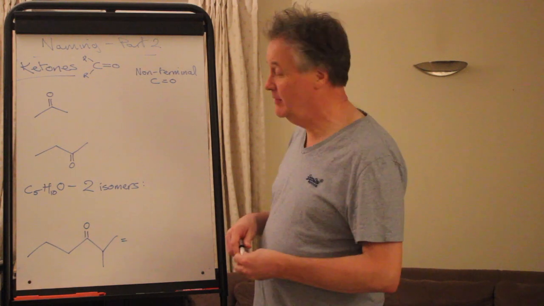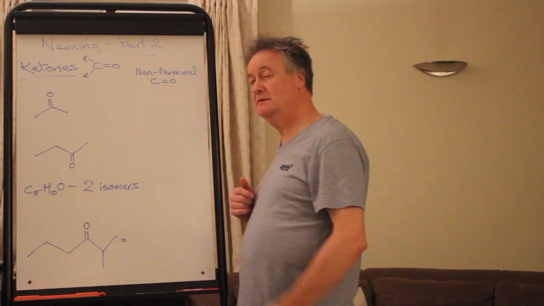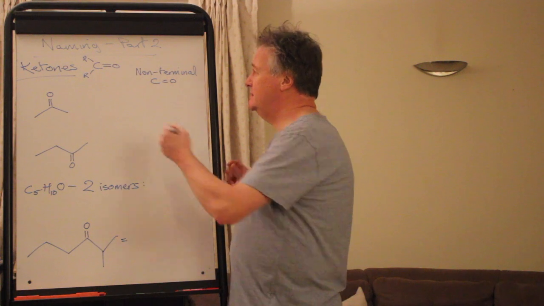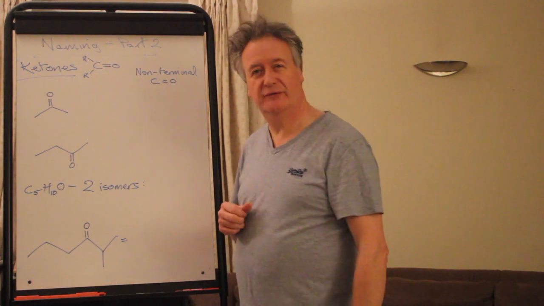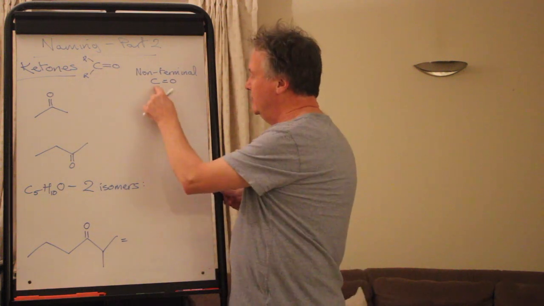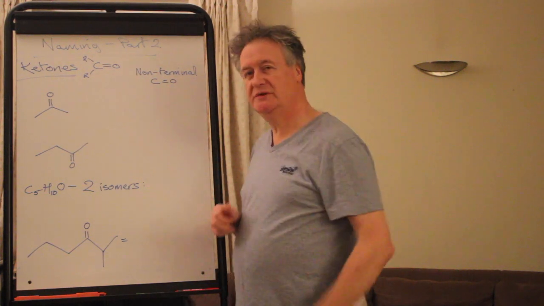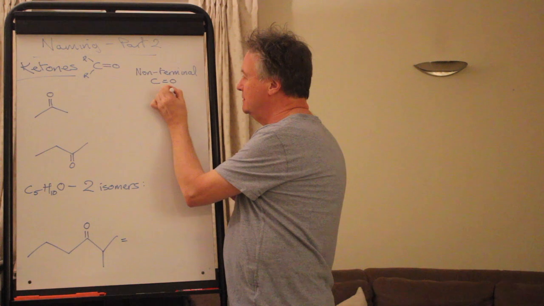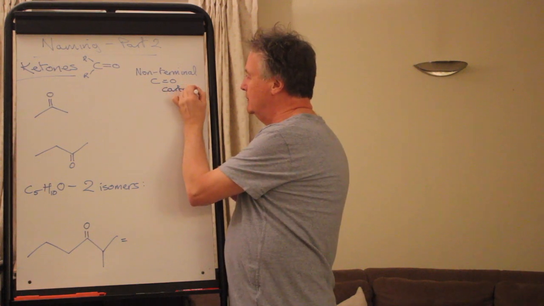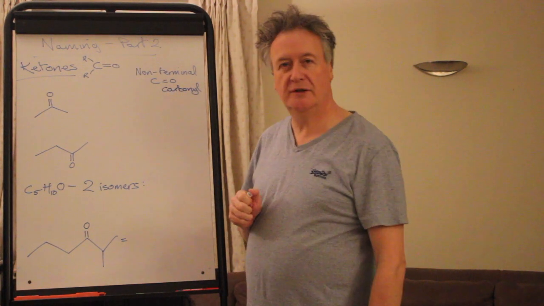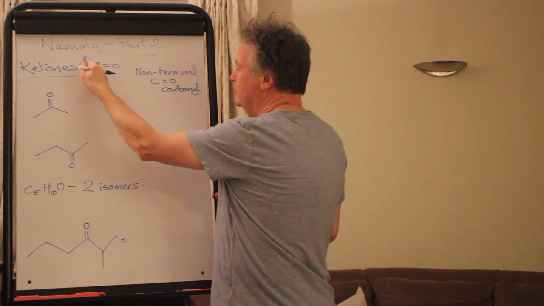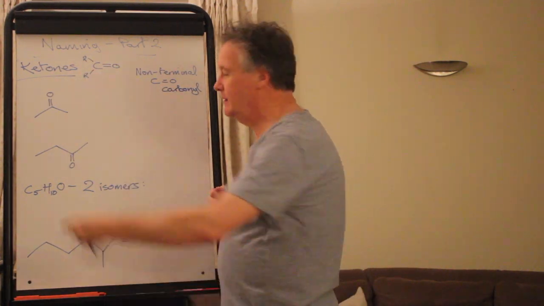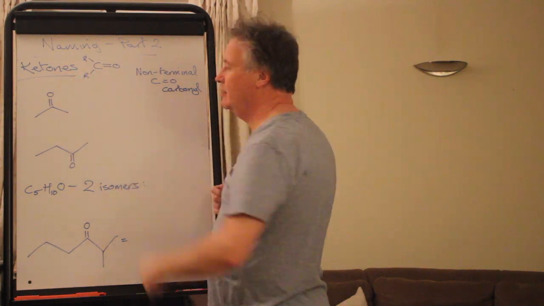Just going to put lots of naming things in the same video. Ketones. Now ketones contain a non-terminal C double bond oxygen, which goes under the name of carbonyl. Now non-terminal means there are carbon chains either side.